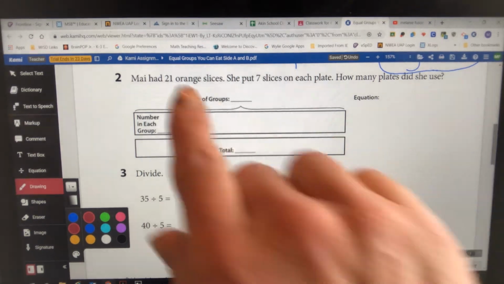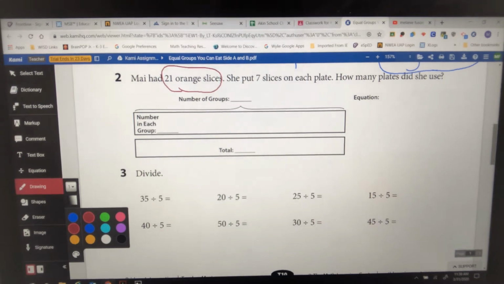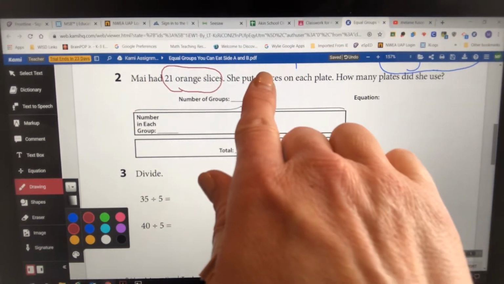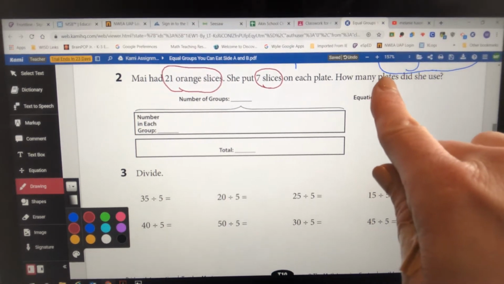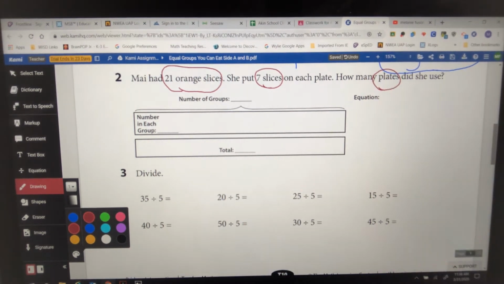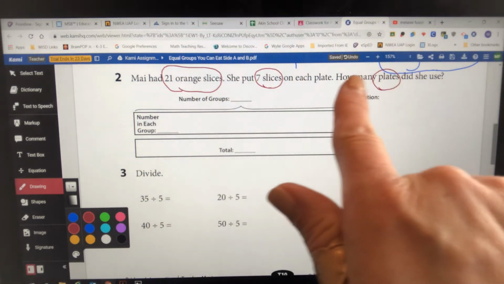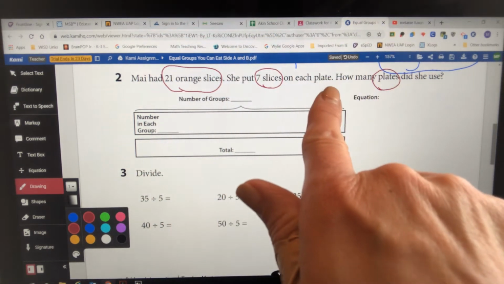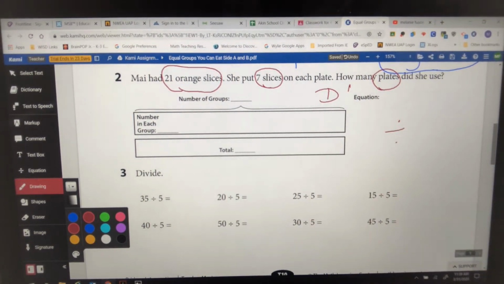Mai had 21 orange slices. So I want you to picture her with a bunch of orange slices. She put 7 slices on each plate. So I want you to picture her with a bunch of plates and notice that she's putting the same amount on each plate. And the question wants to know, how many plates did she use? I've got slices and I'm looking for plates, which is an automatic D1, which means we already know we're dividing. If you want to go ahead and put that there.